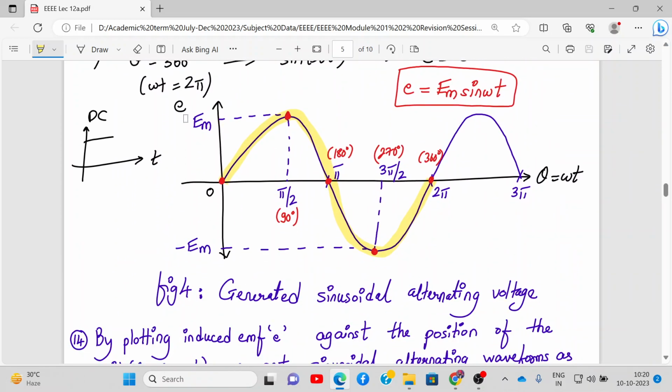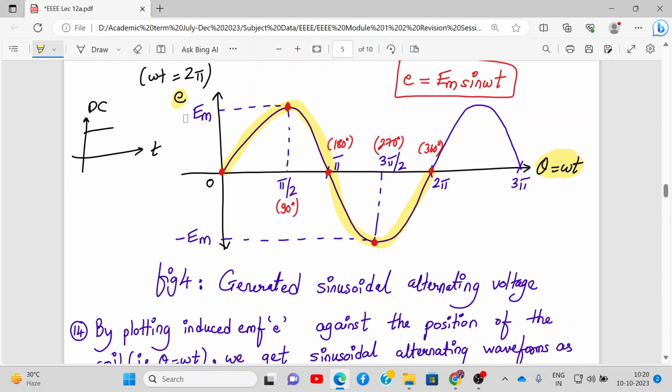So this is the plot of E versus omega t or theta. As you can see carefully, from 0 to 2 pi, it completes one cycle. So this is how we generate an alternating voltage. By plotting the induced EMF against the position of the coil, theta, we get the sinusoidal alternating waveform as shown in this diagram. Therefore, alternating voltages can be generated by rotating a coil with constant angular velocity in a uniform magnetic field.